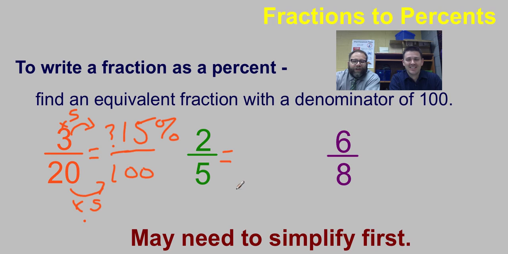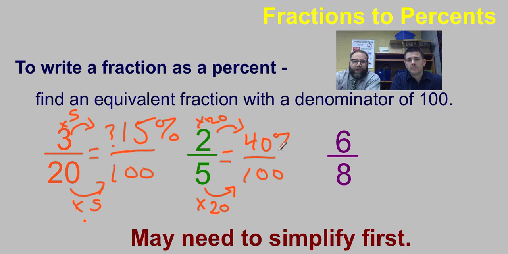So now we have 2/5, and we're going to go to something over 100. And looking at our relationships here, we're going to see that 5 times 20 would give us 100. Therefore, 2 times 20 would give us the percent of that fraction, which is 40. And then we add our symbol to get 40%.